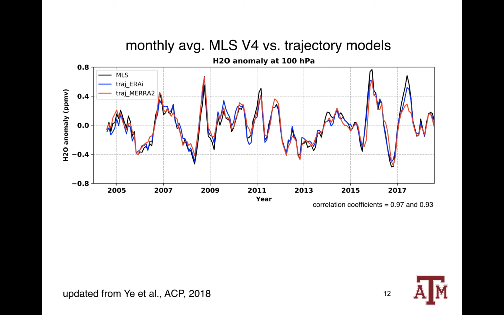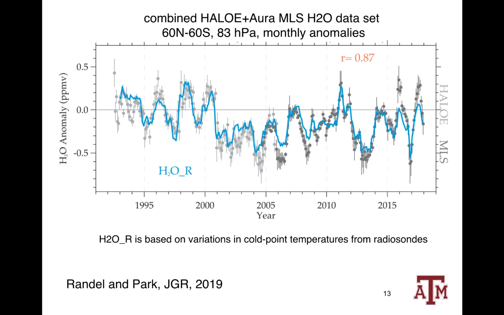And the correlation coefficients are in the 0.9, 0.93, 0.97. So it really says that we understand what's causing these interannual variations in water vapor. They're caused by variability in temperature. But I should say first, a lot of the power of Aura, when it comes to water vapor, also comes from looking back in time.